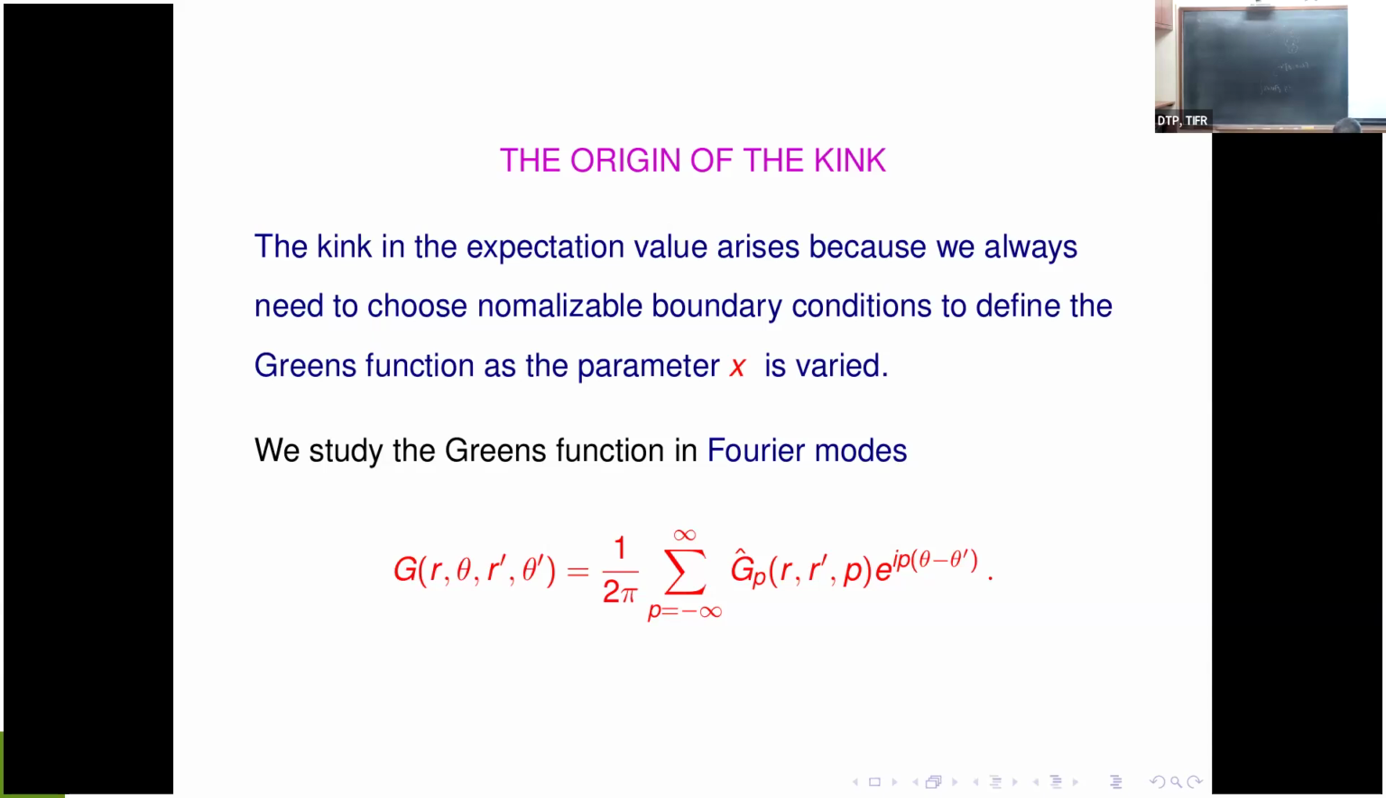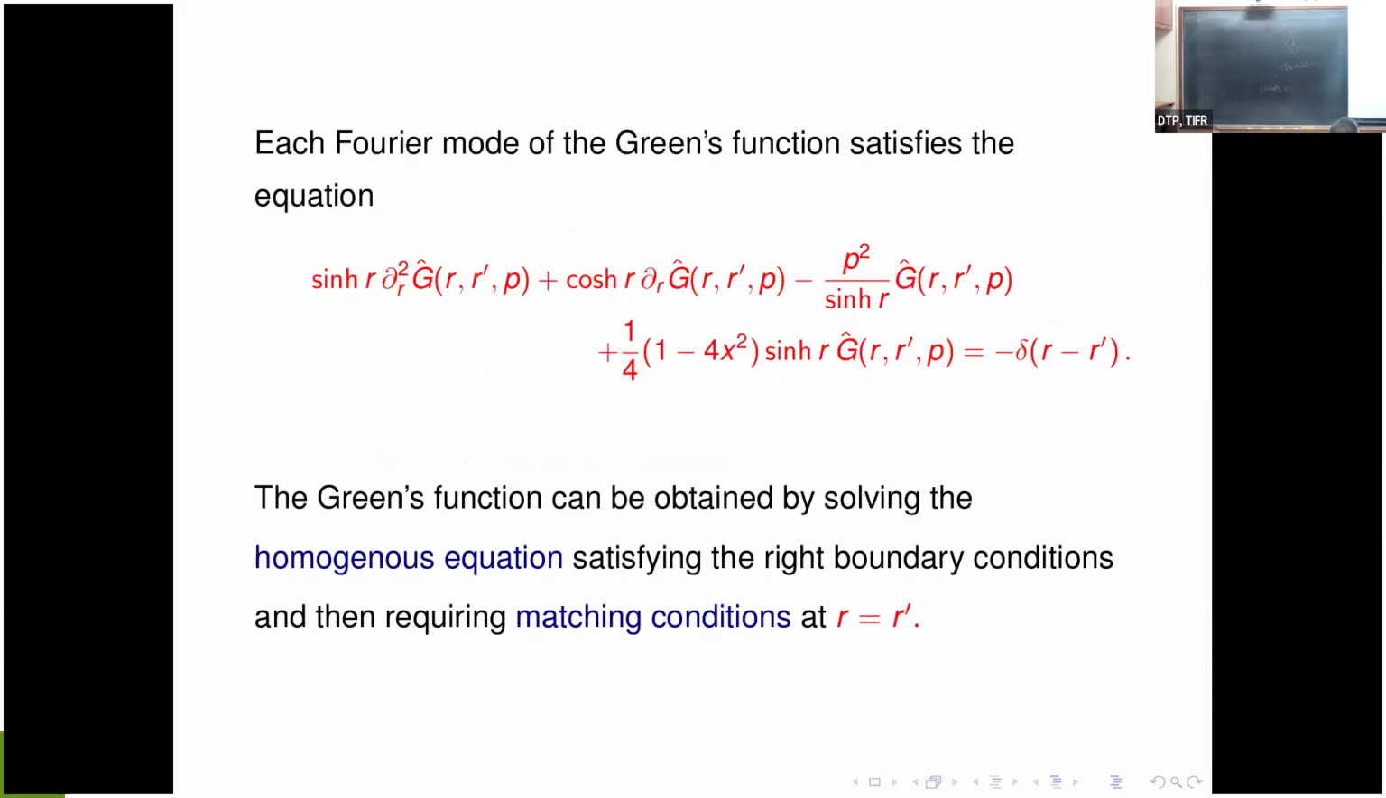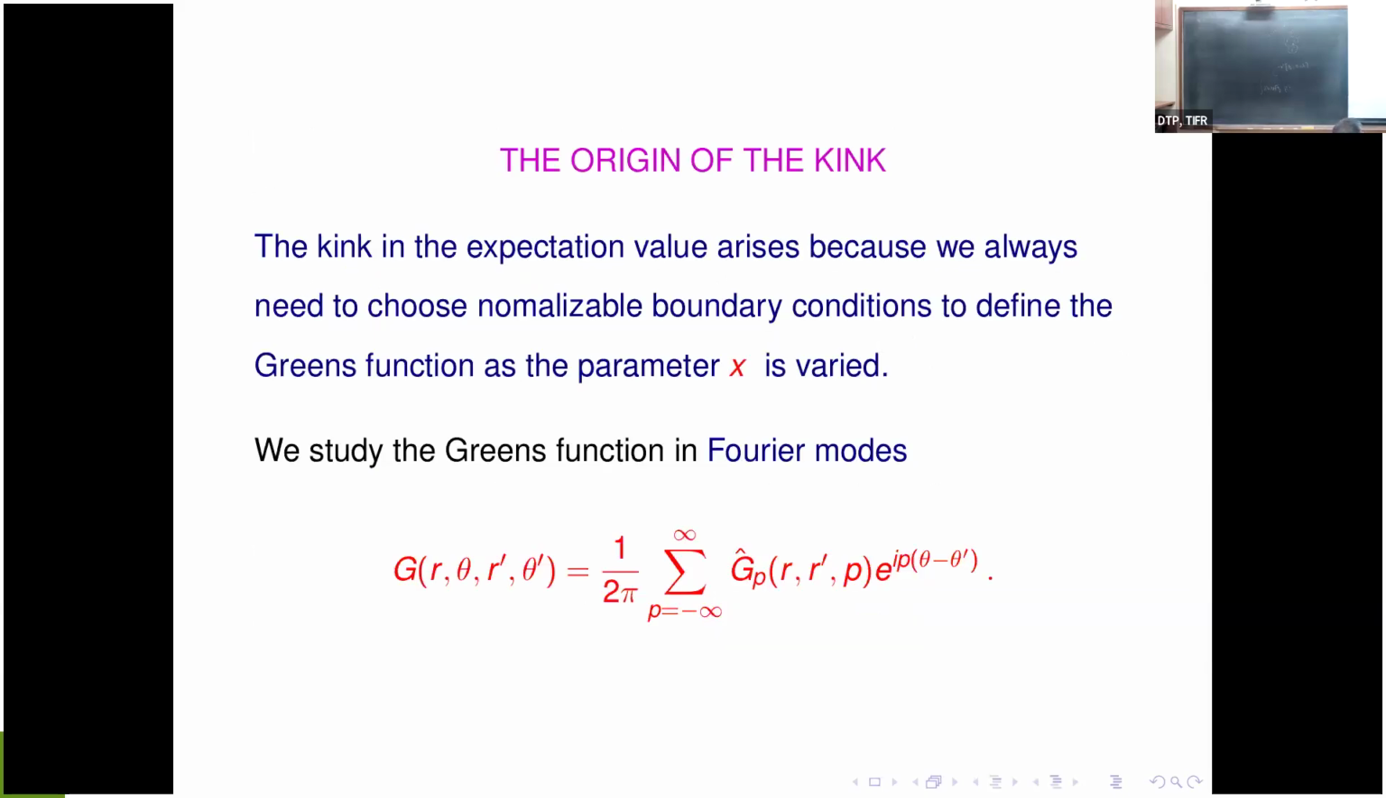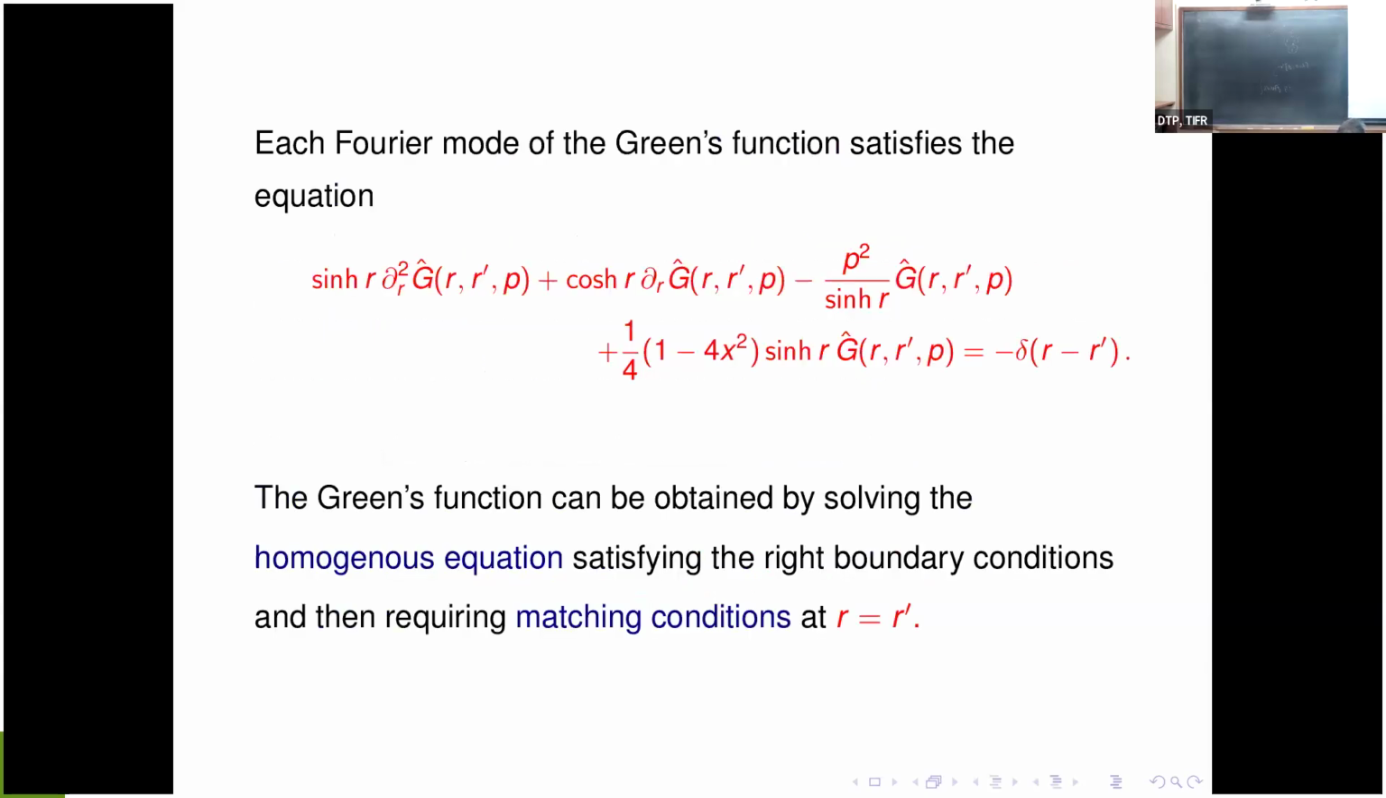Now to show that explicitly, we expand the Green's function in Fourier modes. So mode by mode, you can solve the Green's function equation. Once you go into mode by mode expansion, you just have the radial equation, because the angular equation is fed inside one of the parameters of the radial equation, p squared by sine hyperbolic. So we just have to solve this one-dimensional Green's function problem, and all of us here, I think, know how to solve it.